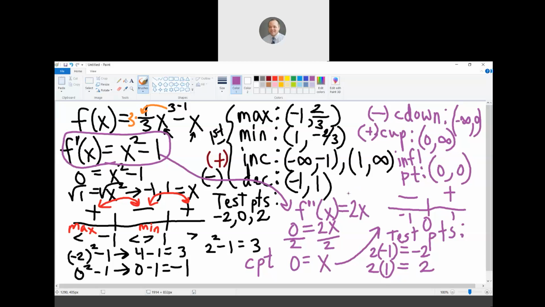I'm switching to Desmos for just a second to see if all of our characteristics are correct. So give me just a second.